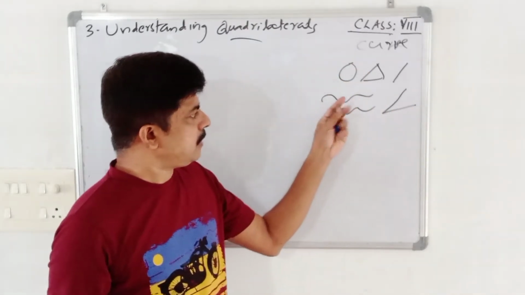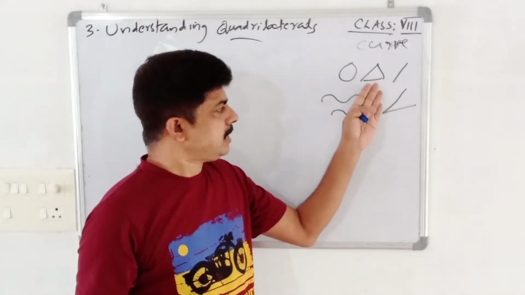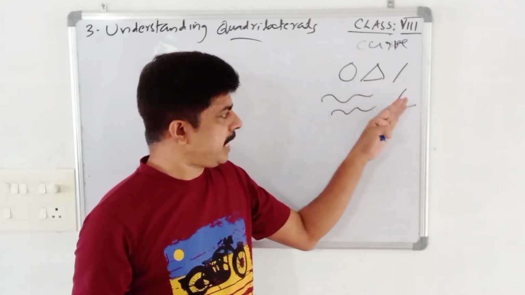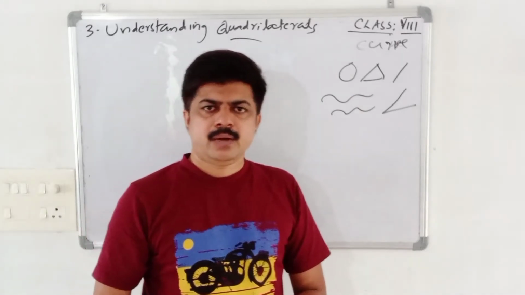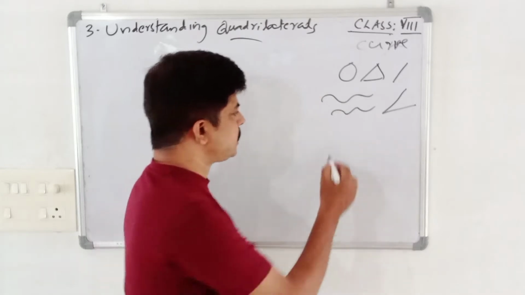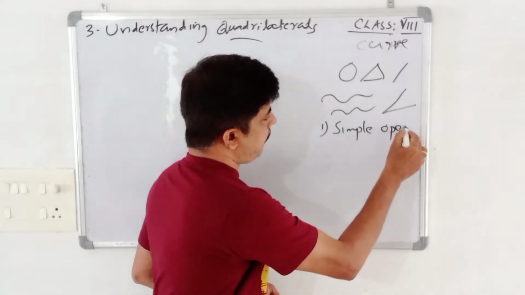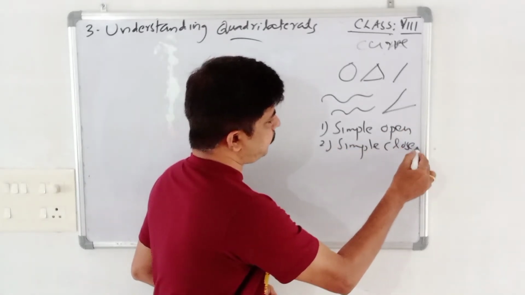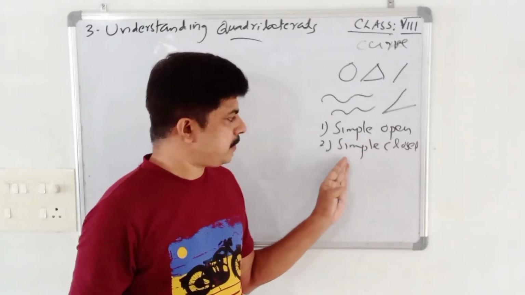Curve is a shape or a line which is smoothly drawn in a plane having a bend or turns in it. These are the examples of curve. According to the syllabus, there are two types of curves to be taught in class 8: simple open and simple closed. Some curves are simple open, some are simple closed.